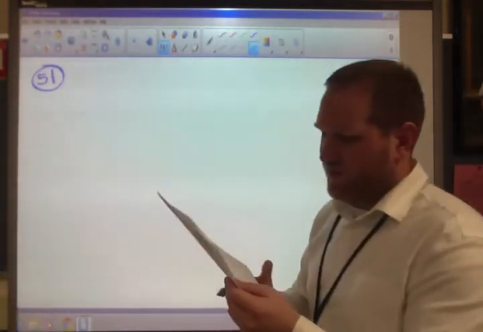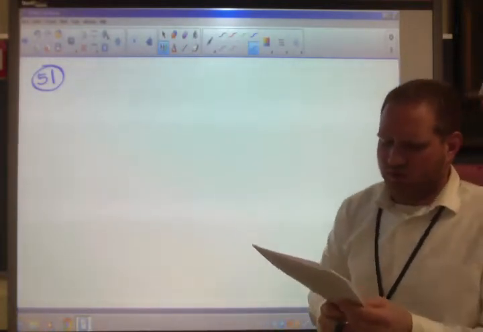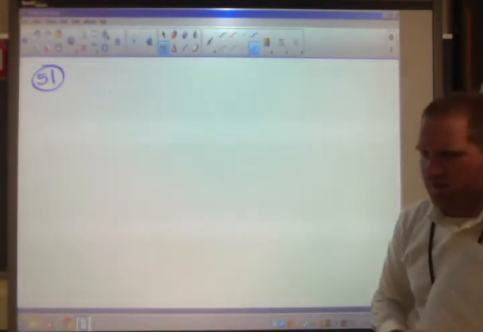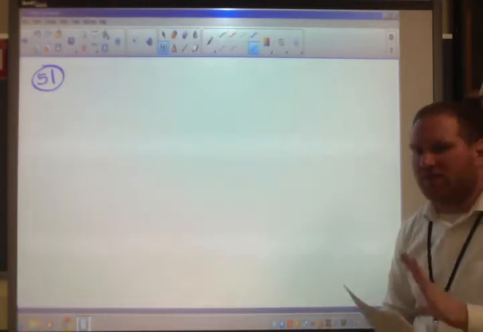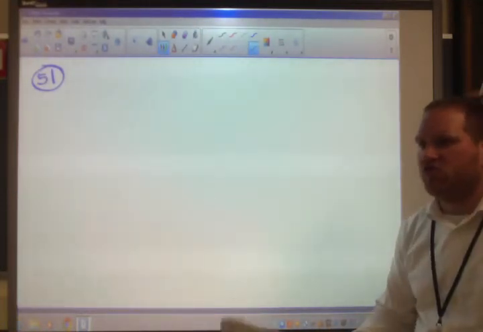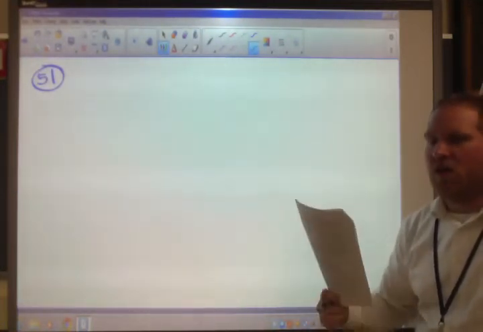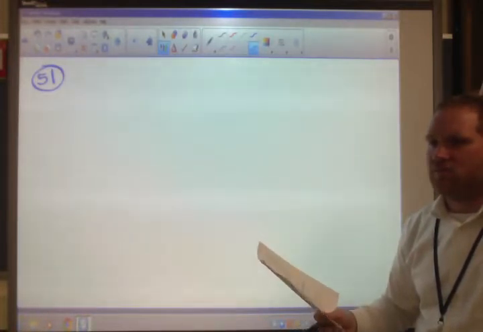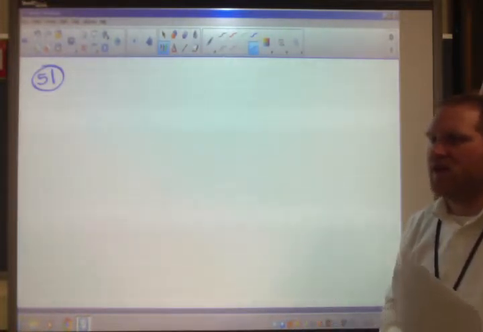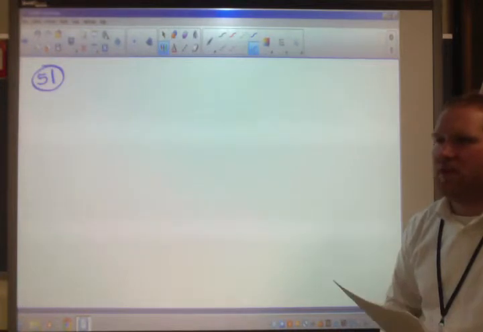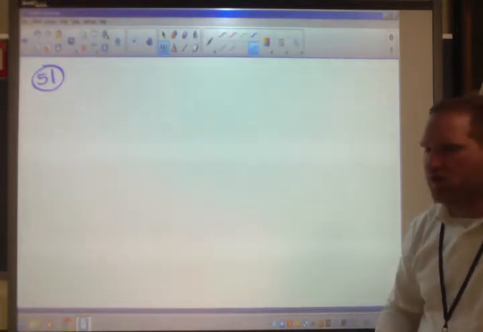51. 2 examples of homogeneous mixtures. Mixtures where it's so evenly mixed you can't really see the particles. So sugar water, salt water. What else can I say? Any kind of food dye in water is an example.